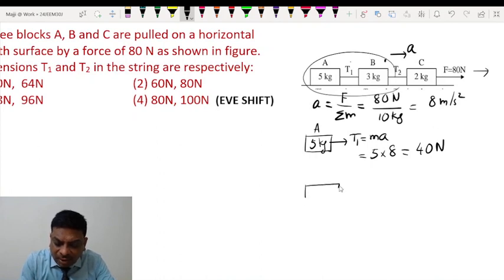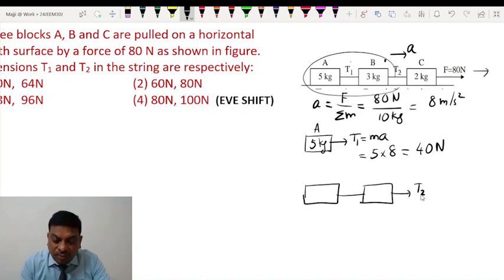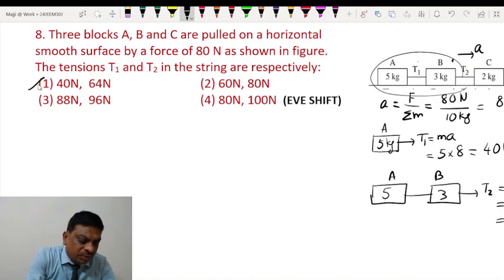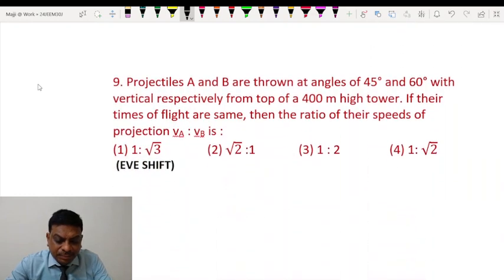Taking the entire part as a single body, the only force responsible for the movement of both the blocks together, A and B, is T2. So rewriting this, T2 is m into a. Mass will be 5 kg plus 3 kg, that is 8 kg. Acceleration is 8, so this is 64 Newton. So T1 is 40 Newton, T2 is 64 Newton. We go with option 1, students.